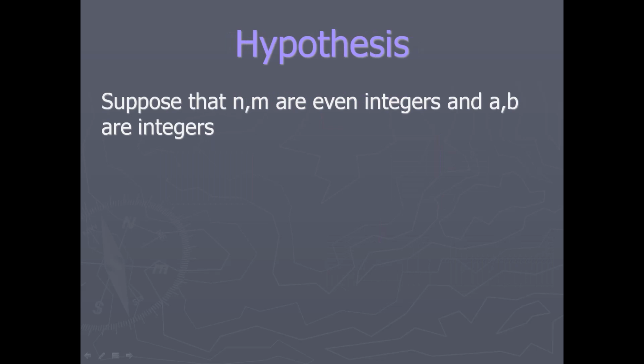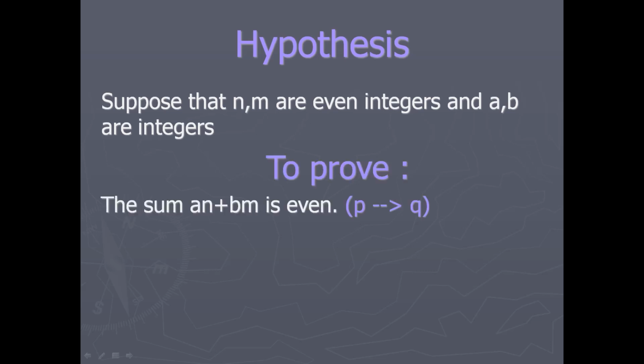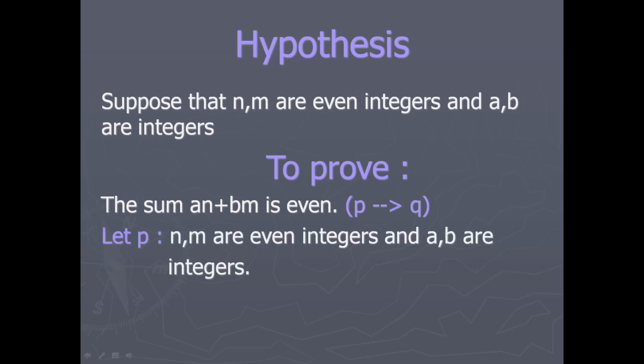So this is the hypothesis for my theorem, that is, suppose that n, m are even integers and a and b are integers. I have to prove that the sum an plus bm is even. Now I'm assuming that p is n, m are even integers and a and b are integers. And q over here is the sum an plus bm is even.